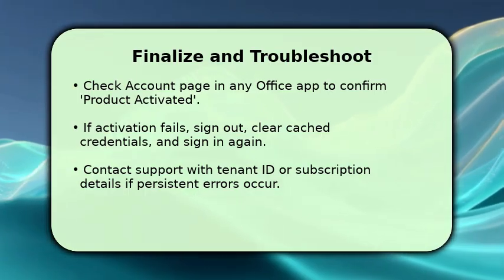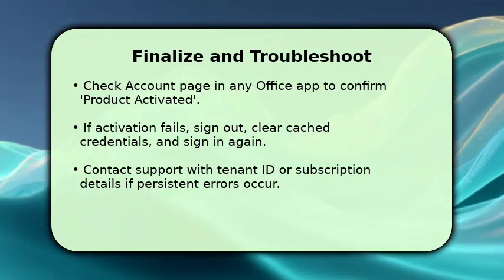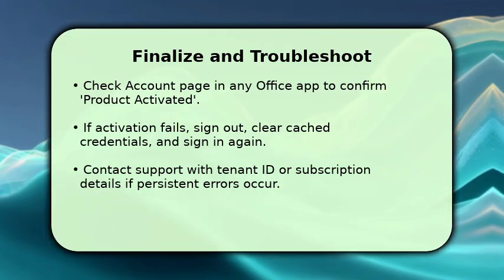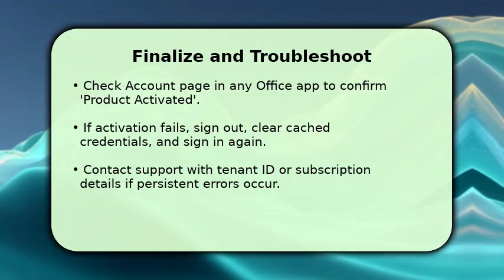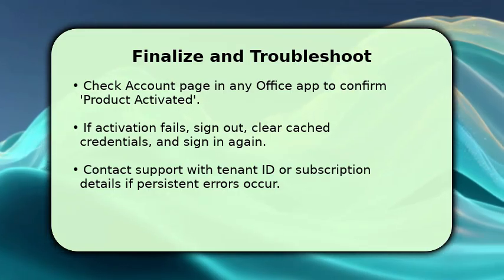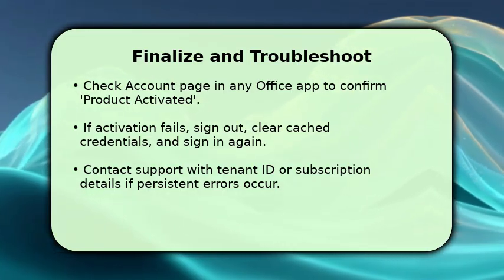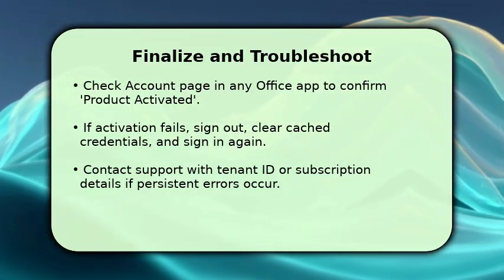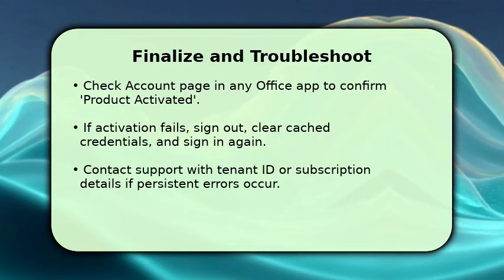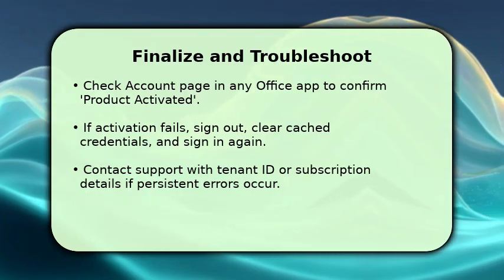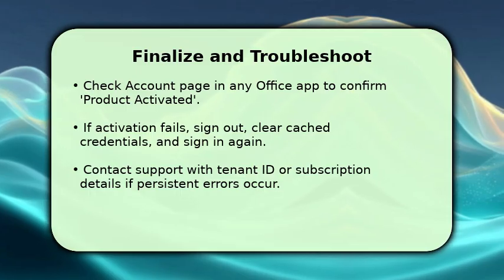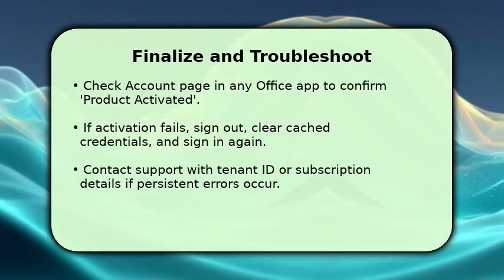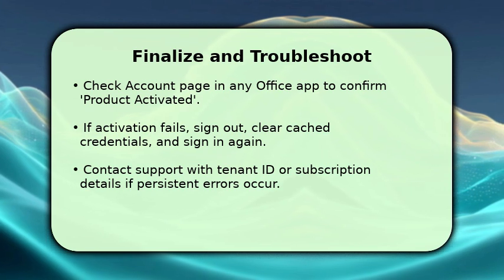If activation fails, sign out of all Office apps, then clear Windows Credential Manager or macOS Keychain entries for Microsoft and sign back in. This often resolves token conflicts. Make sure time, date, and DNS settings are correct, since they affect activation. If problems persist, gather your subscription name and tenant or order ID, then contact Microsoft support.